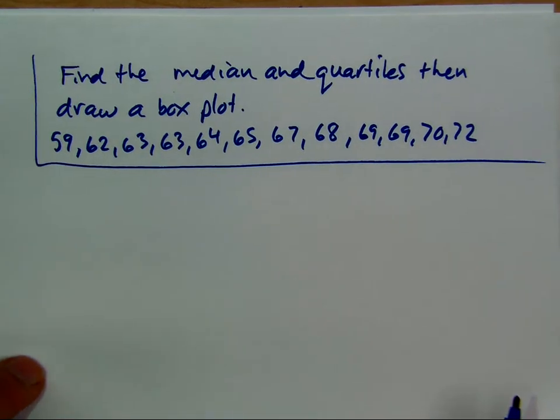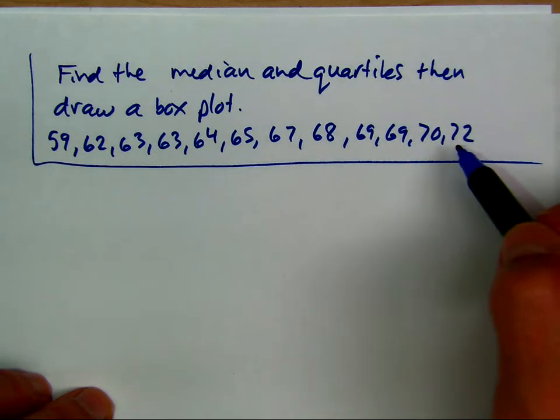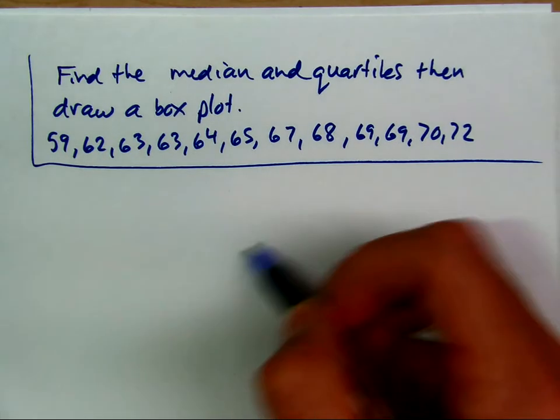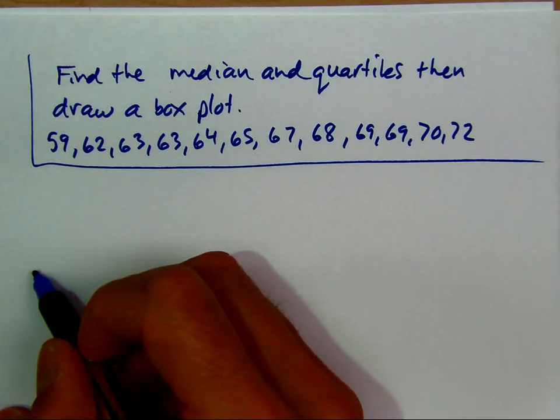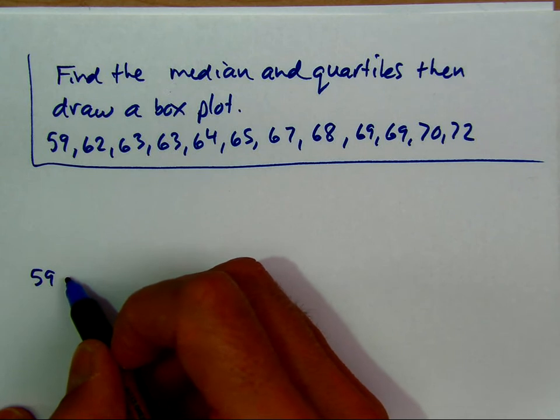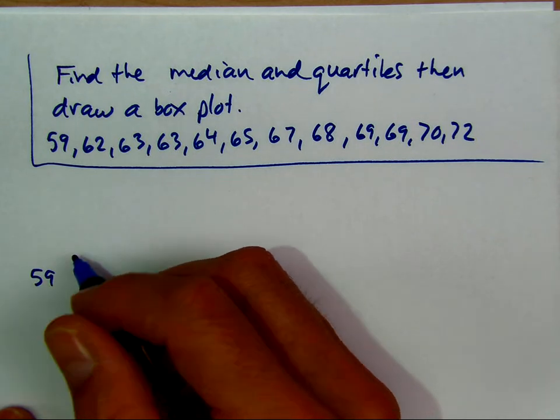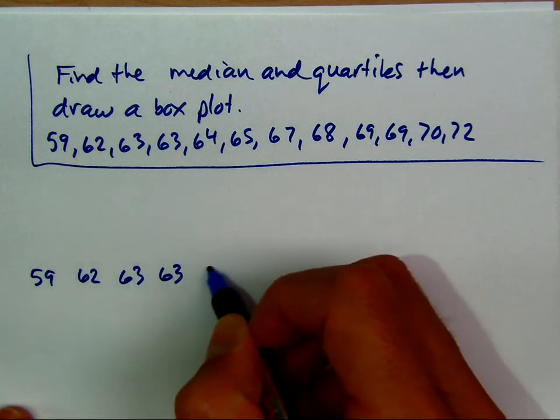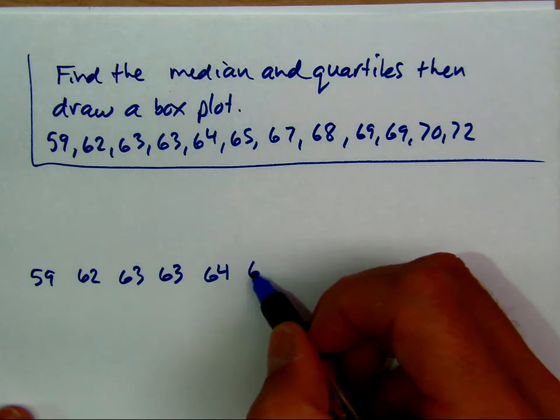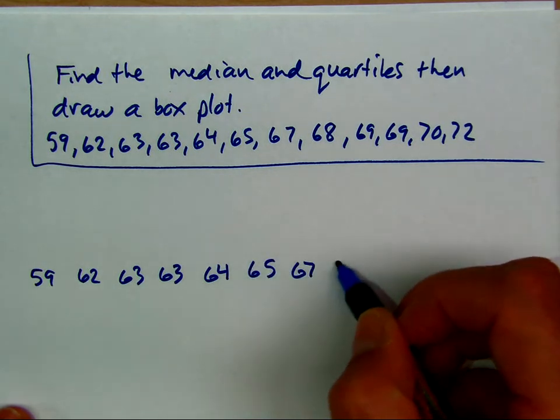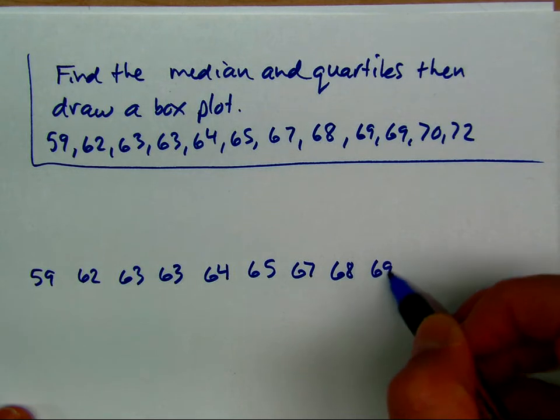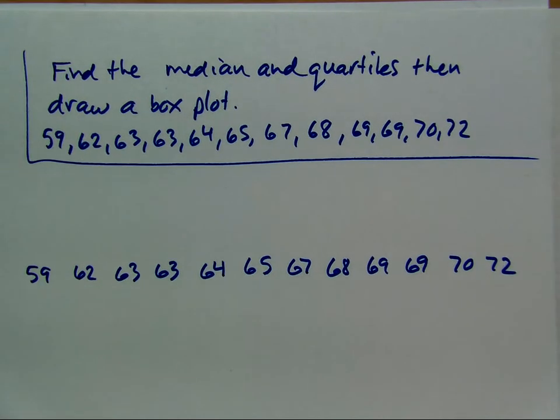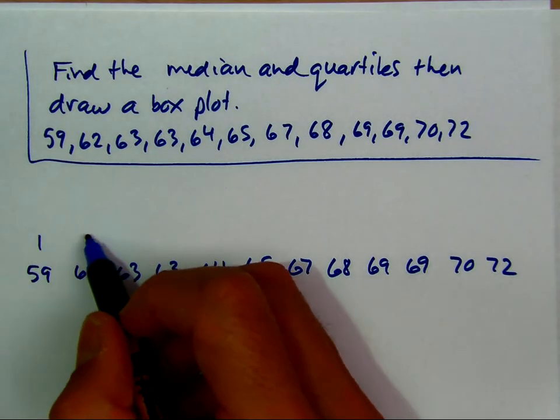So we saw this in the previous lesson. We have to organize the data. Here we have to put it in order, leave some space up here, and we'll put it in order. 59. No, it's already in order. Let's write it again. And then we'll put first, second, third.